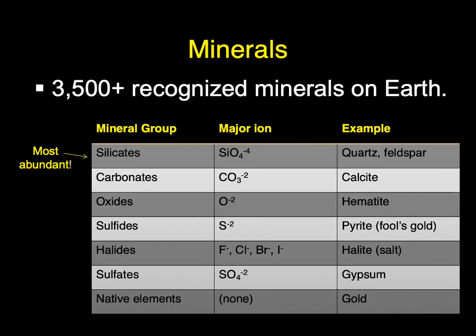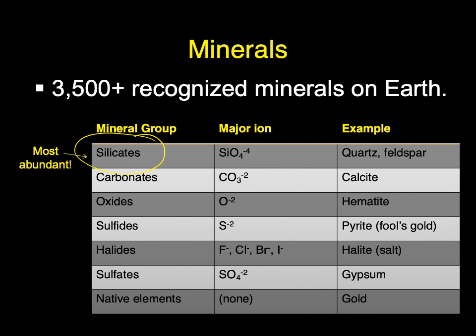There are over 3,500 recognized minerals on Earth. We are not going to learn about all of them. We'll look at quite a few of these minerals during our lab, but rather than learning all 3,500 minerals, I think it's much more important to realize that minerals are grouped into certain chemical groups. For example, of the 3,500 recognized minerals on Earth, the most abundant group are what we call the silicate minerals. Silicate minerals all have silicon and oxygen in them.